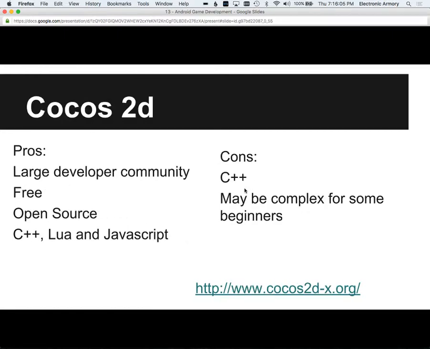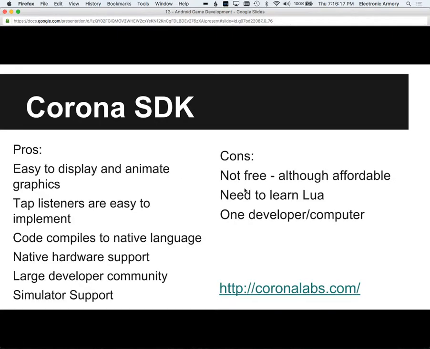Highly recommend it. And then there's Cocos 2D if you're into 2D. If you just want a 2D game, Unity 3D also does 2D. This one is done in C++, Lua, and JavaScript. And then Corona, which is done in Lua. You can check out those links at the bottom. But that's all I got for you guys.